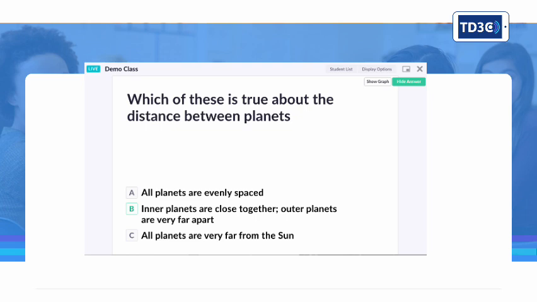And you give them 3 options. All planets are evenly spaced; inner planets are close together and outer planets are very far apart; and all planets are very far from the sun. And then you can reveal to them the real distances and show that the inner planets are close together, very close to the sun, and all the other planets are very far apart.